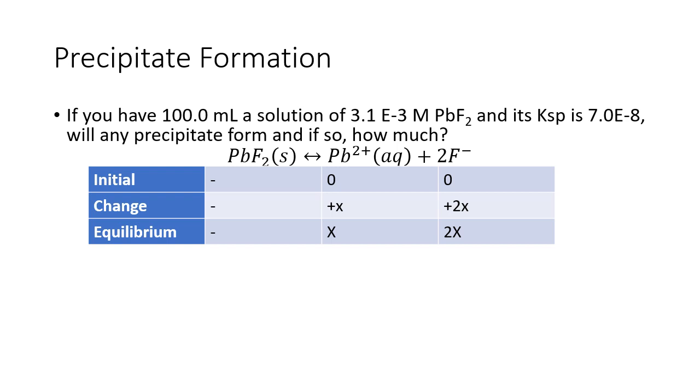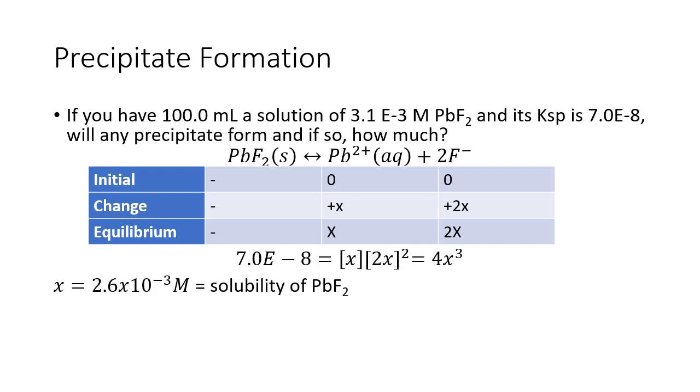Then we take these x's, we plug them into the KSP equation, and we're given KSP, right? So now we do algebra, and we solve for x. And that x is actually going to be the solubility, because we have a 1-to-1 ratio between our lead 2+ and our molecule. So that means that we have 1-to-1 for solubility. All right, so now we have solubility.